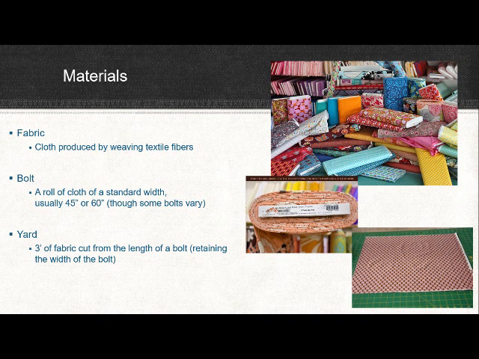A bolt is a roll of cloth that is of a standard width. So when you buy fabric off of a bolt, it is either going to be 45 inches wide or 60 inches wide, although there is some variation to that, but those are your two most common bolt measurements. And then you order your fabric or you purchase your fabric in store by the yard. So a yard is 3 feet of fabric when it is cut off of a bolt, retaining the width of that bolt. So a single yard of fabric will be 36 inches by either 45 or 60 inches, depending on the bolt that you purchase it from.